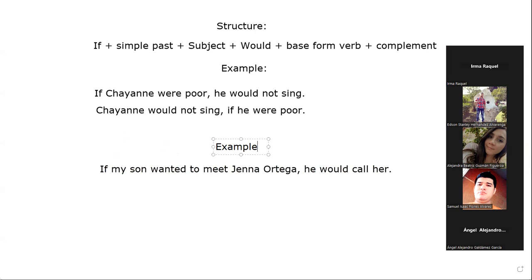Now we're going to talk about wish later, but right now, let's focus on the structure of the second conditional. Let's go.